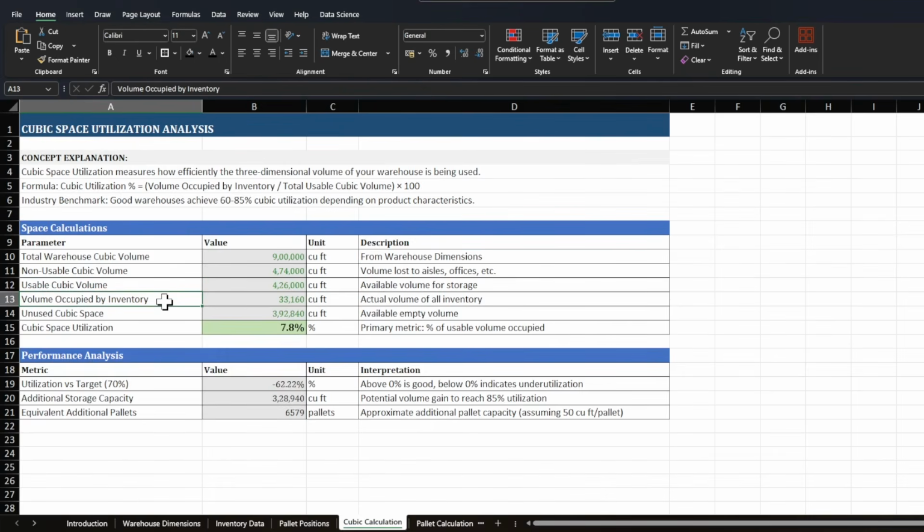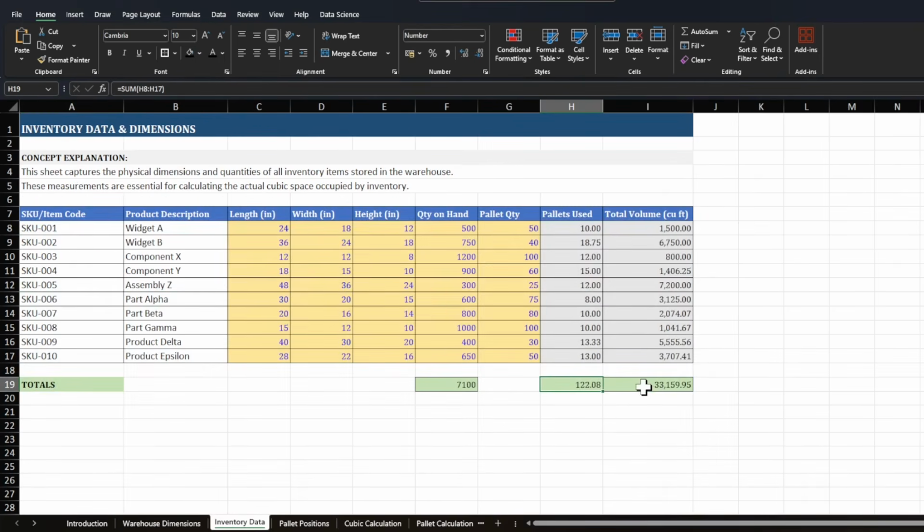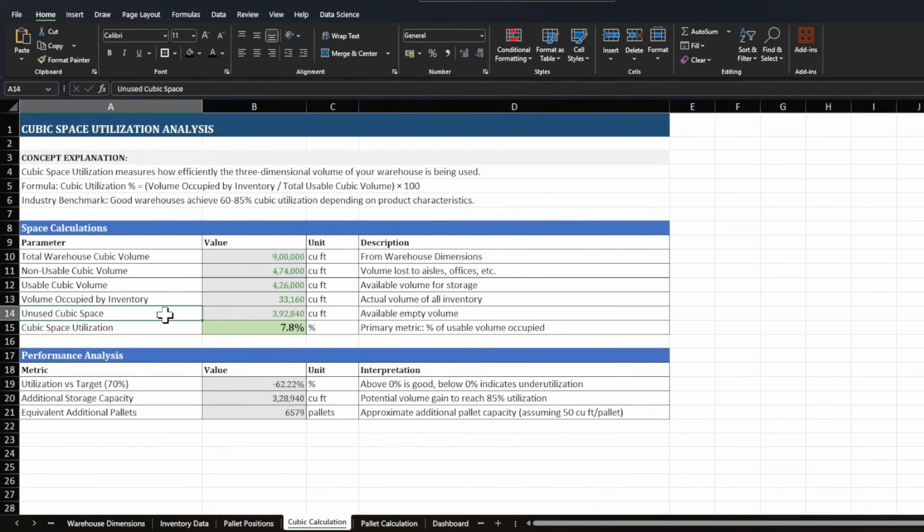Now the volume occupied by the inventory is 33,160, which is coming from our inventory data, which we have calculated from here. So we need to put this number there, although this sheet is automatically connected to the cell. Yeah, so this is your unused cubic space, which is the subtraction of occupied from the usable cubic volume. You can check the cubic space utilization, which is 7.8%.